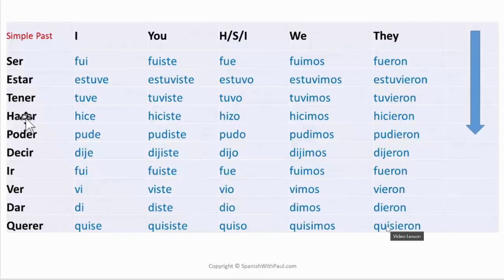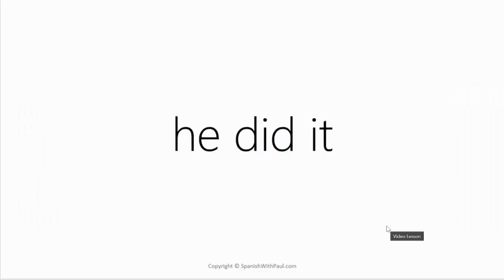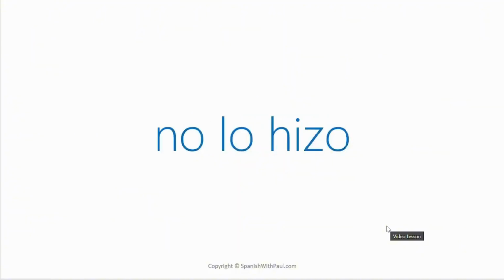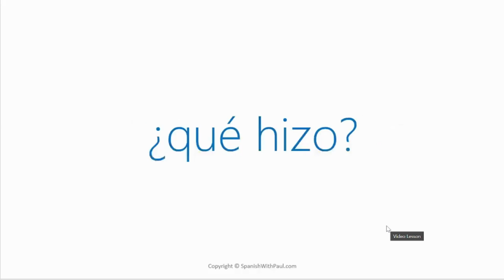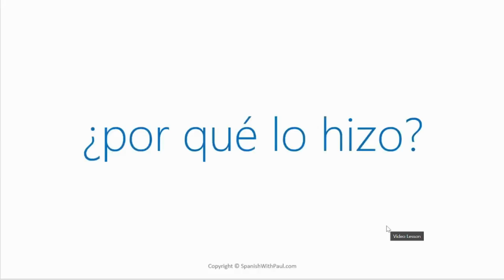What about he, she, or it did? So here we are with the verb of to do or to make, and then he, she, or it did. It's right here. The sound is hizo. Hizo. He did it. Lo hizo. He didn't do it. No lo hizo. How would you ask, what did he do? ¿Qué hizo? Why did he do it? ¿Por qué lo hizo?